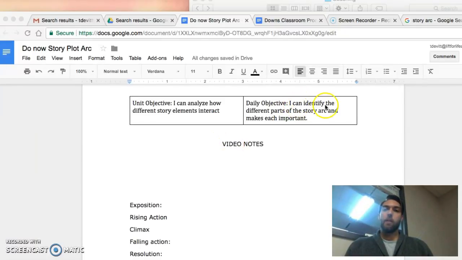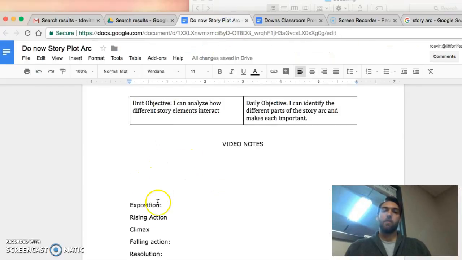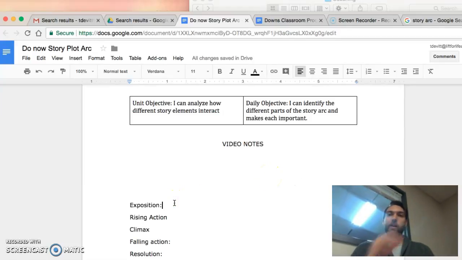So we are working on being able to identify the different parts of the story arc and what makes each part so important. So our story arc, you're going to draw it right here. It looks like this. It starts out flat with our exposition. Then the longest part of the story is going to be your rising action, followed by the top of the part, which is the climax or the turning point. Then you come down for the falling action, and finally you have the resolution. Okay, so that will be drawn right here. Draw your story arc. So some definitions and why each part is important.